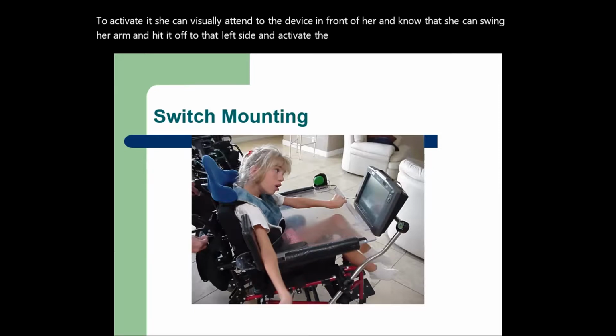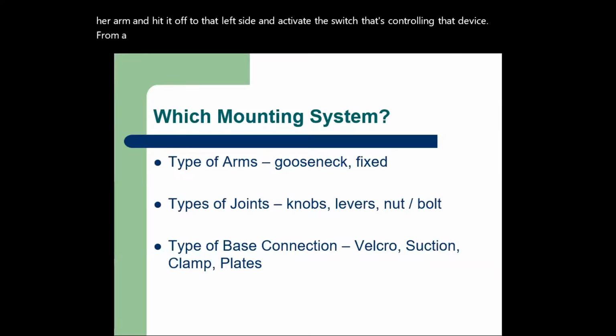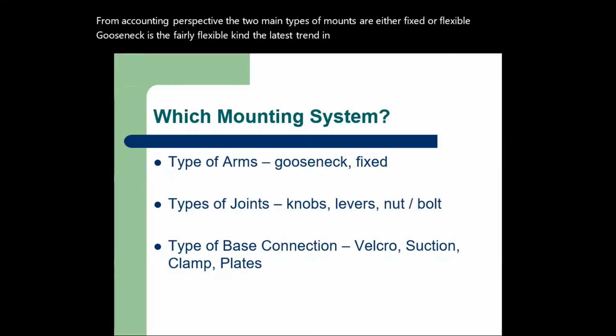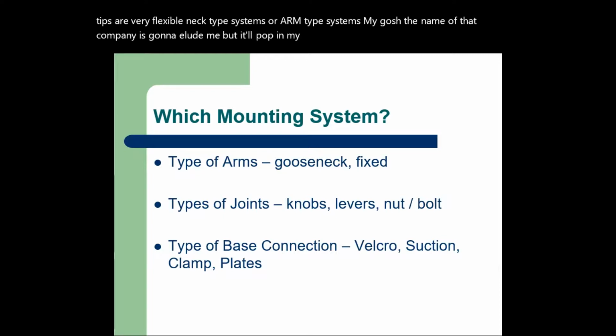that's controlling that device. From a mounting perspective, the two main types of mounts are either fixed or flexible. Gooseneck is the fairly flexible kind. The latest trend in that is PVC mounting with very flexible tips, or very flexible neck type systems or arm type systems. Oh my gosh, the name of that company is going to elude me, but it'll pop in my head. And then there's joints.